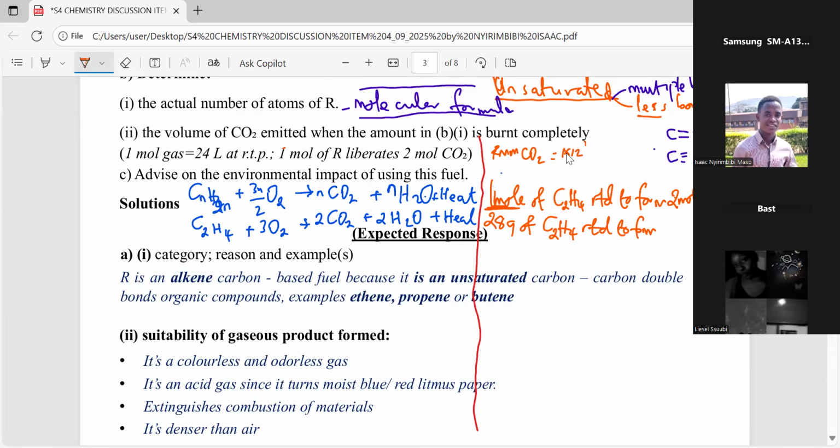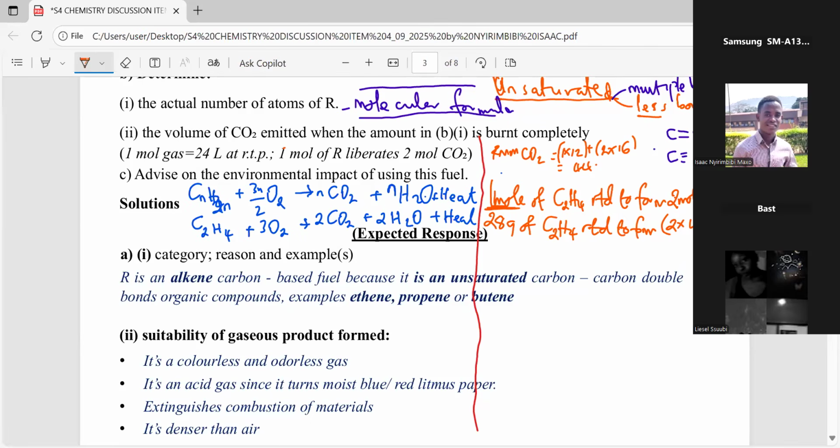Oh, so here you're saying 1 times 12 plus 2 times 16, which gives 44. So since they said 2 moles, it is 2 times 44, which is 88 grams. Let's maybe move slowly so that we don't leave out some people.